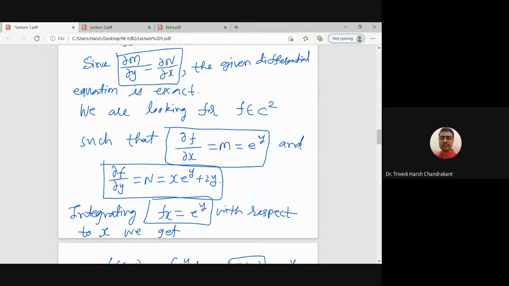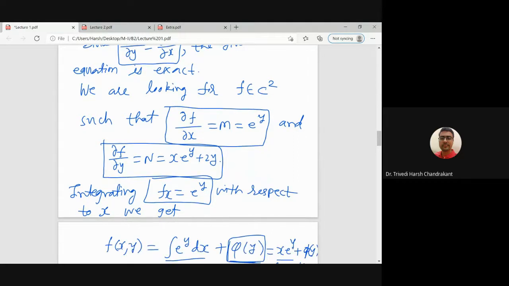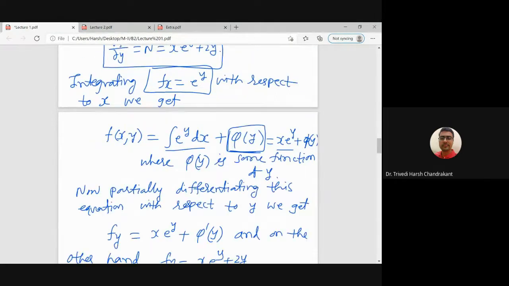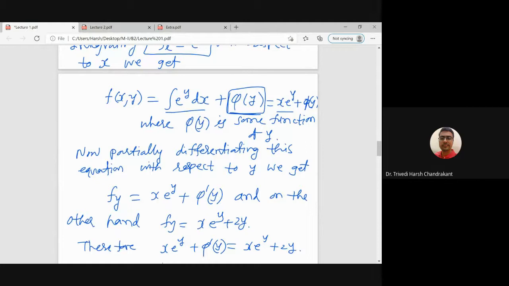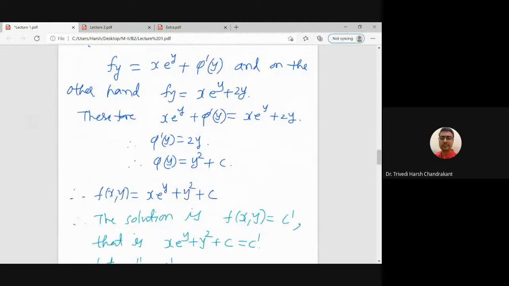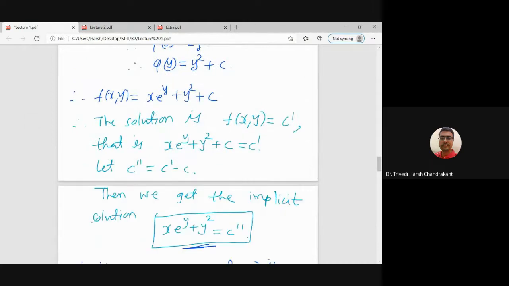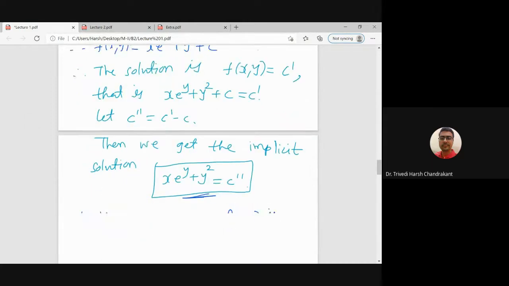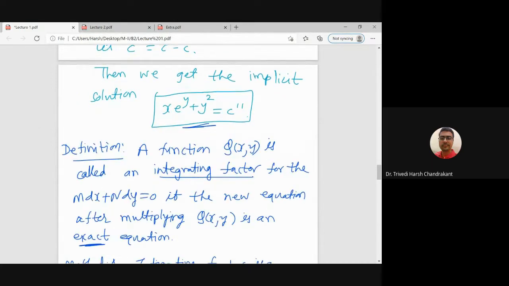So that means del f by del x is M, del f by del y is N, and we will find such a function by integrating with respect to one variable and differentiating with respect to the other variable. And then whatever function f we get, f equals constant is the solution of the given differential equation. So that is regarding exact differential equation.